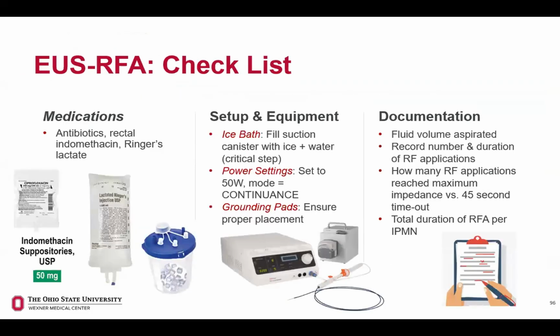So here is a checklist. It's a detailed checklist, 3 compartments. You have medications, setup and equipment, and documentation. All patients do get prophylaxis against pancreatitis with rectal indomethacin and lactated Ringer's. As far as the equipment goes, the ice bath is the most critical aspect. Get the ice right before you want to do the RFA, because the ice will start melting.